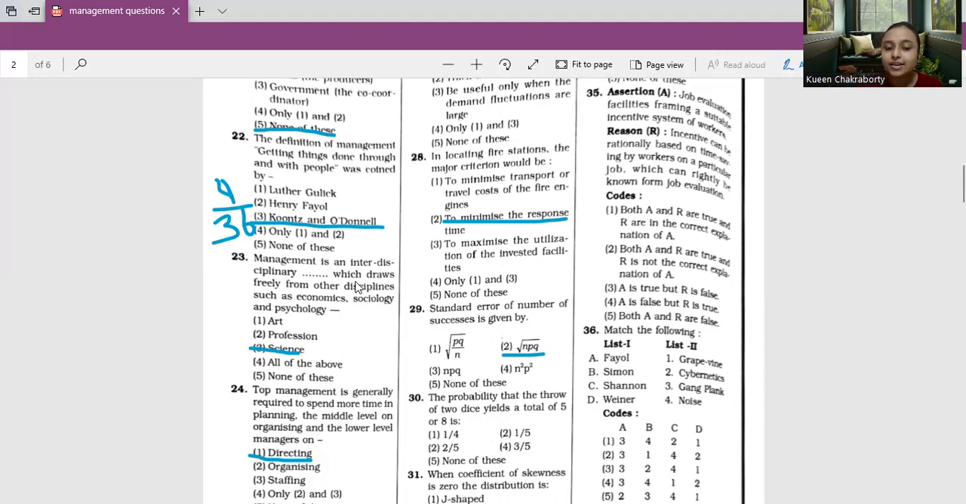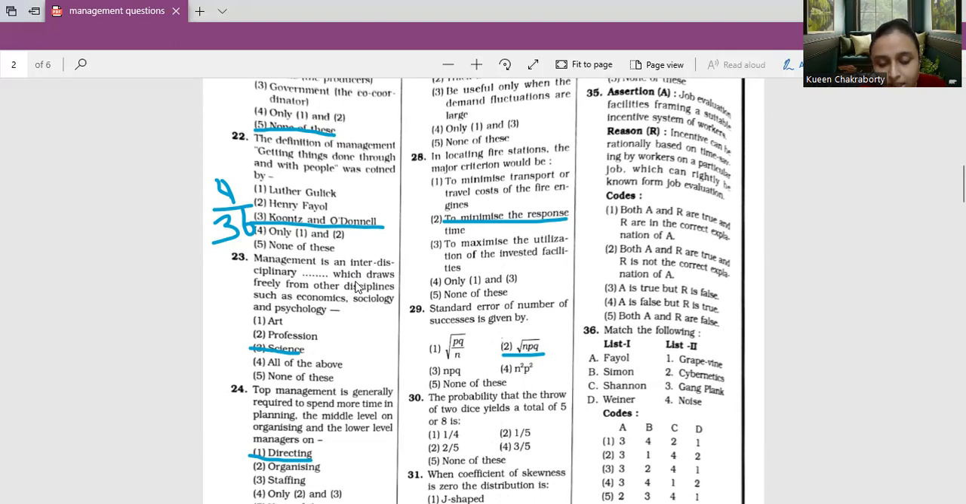Similarly, the probability that the throw of 2 dice yields a total of 8 is 5 by 36. How am I saying this? The pairs of 2 dice that result in a total of 8 can be got either 2 plus 6, or 3 plus 5, or 4 plus 4, or the opposite way, 5 plus 3, or 6 plus 2. We have 5 alternatives. So there will be 5 possibilities of getting a total of 8 on both the dice.